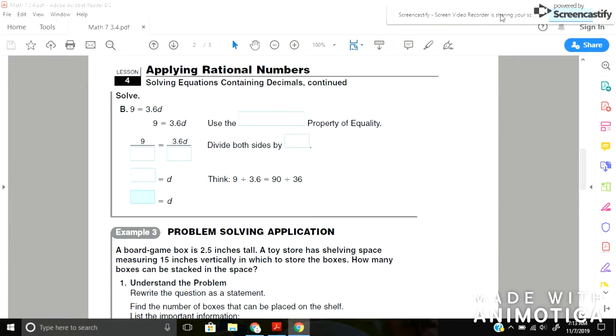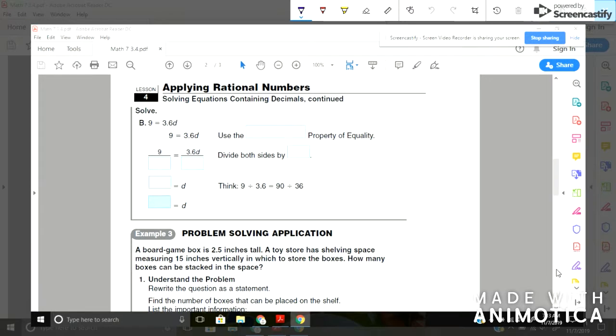And picking up with letter B here for the second example, we've got 9 equals 3.6 times D. So what I'm going to do is I'm going to use the division property of equality here. Well, let me grab my pen up here. And to isolate my variable, I need to divide by 3.6 on both sides.